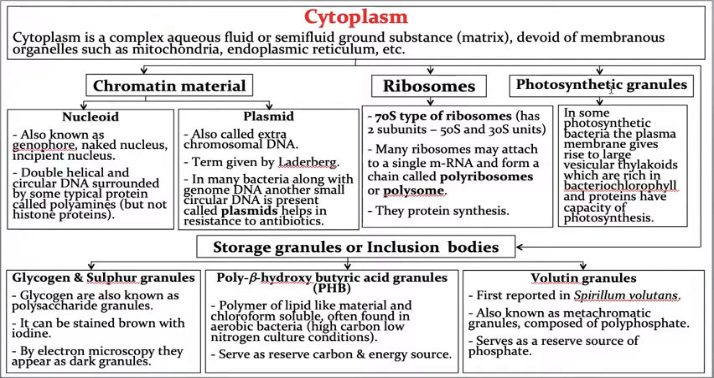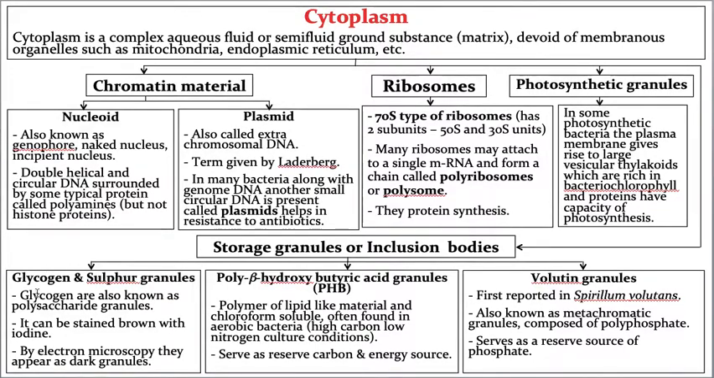And the last part of the cytoplasm is storage granules, or you can also call them inclusion bodies. These inclusion bodies are of three types. The first one is glycogen and sulfur granules, and the second one is poly beta hydroxybutyric acid granules, very simply PHB. And the third type of granules are volutin granules. Let us take one after one.